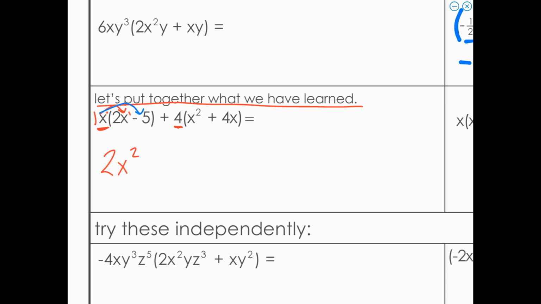Then I've got x times negative 5. Negative 5x, yep. Then I've got positive 4 times x squared. 4x squared.